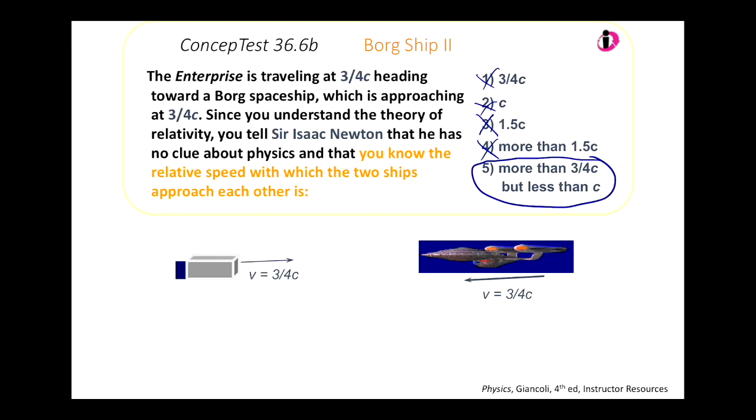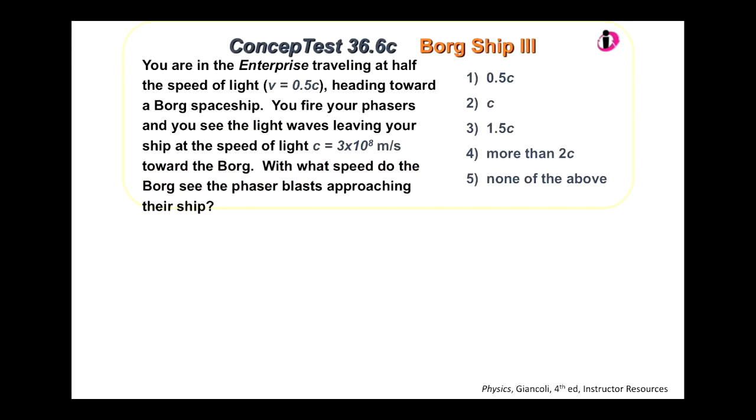And I think I have one more of these. We'll do this question, and then we will deal with the details next class. In the Enterprise, at half the speed of light, again, heading toward a Borg spaceship. You've got to hate this. By the way, you're not going to get away. Resistance is futile. You can't escape this situation. You fire your phasers, which are beams of light, essentially. And you see the light waves leaving your ship at the speed of light c toward the Borg. What does the Borg experience coming at them?